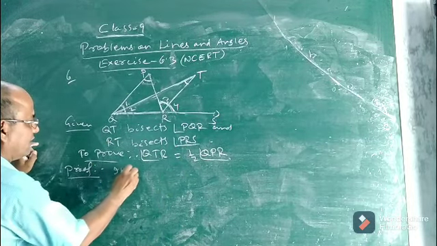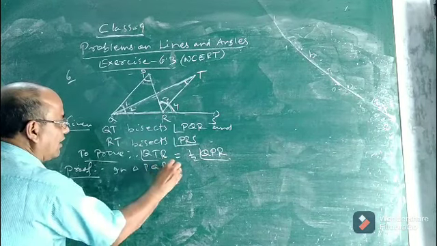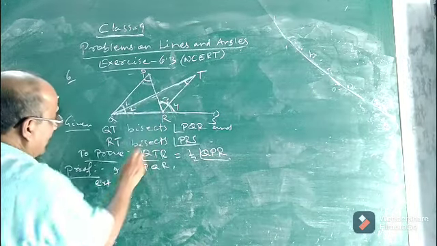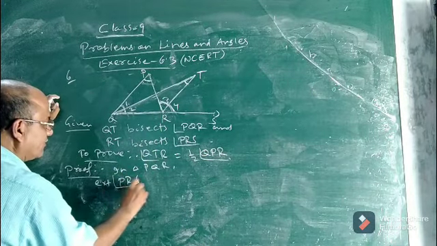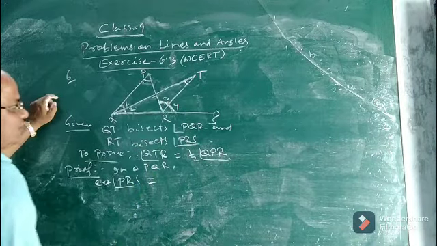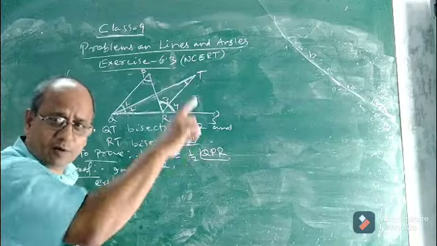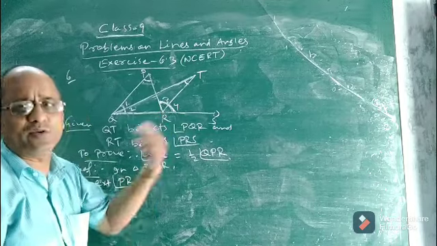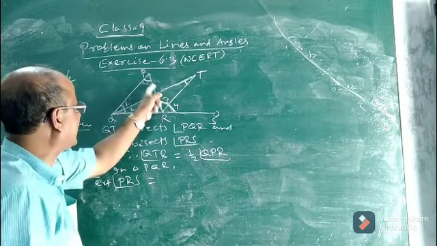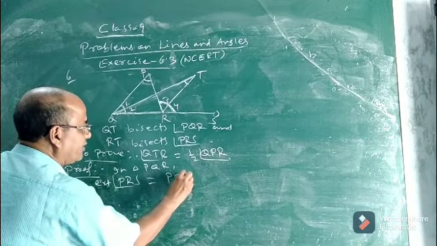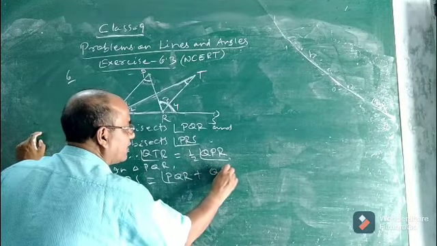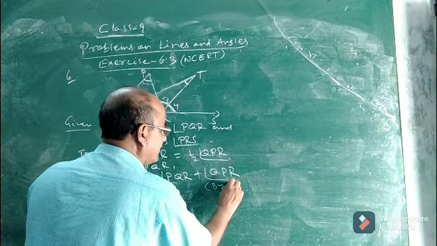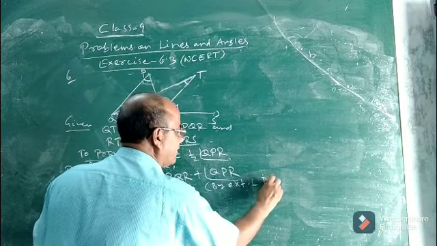So write down: in triangle PQR, exterior angle PRS is equal to the sum of the interior opposite angles. If PRS is exterior, then the interior opposite angles are definitely angle Q and angle P, that means angle PQR plus angle QPR. You write the reason in brackets: by exterior angle property.